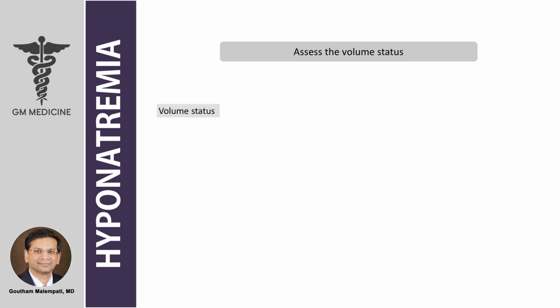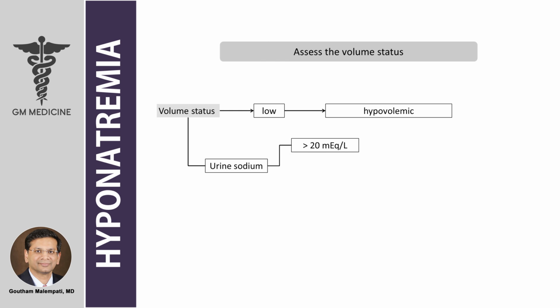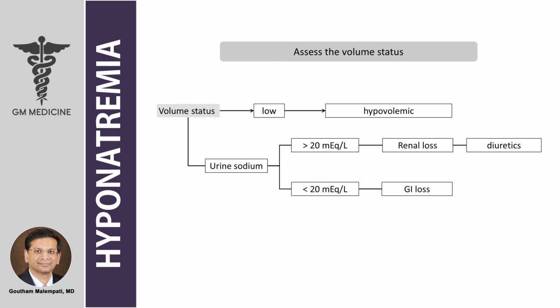If the volume status is low, it is classified as hypovolemic hyponatremia. And if the urine sodium is greater than 20 milliequivalents per liter, the most common cause could be renal loss from diuretics. If the urine sodium is less than 20 milliequivalents per liter, the hyponatremia is most related to extrarenal loss from GI loss such as vomiting and diarrhea.